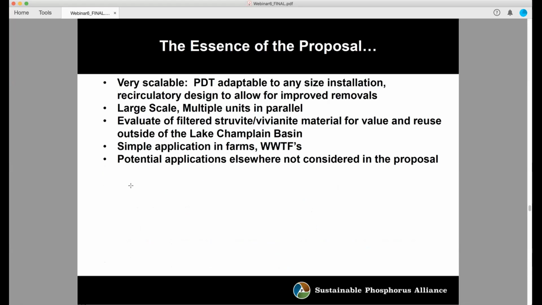So in essence, our system is very scalable. It can be easily installed on various pipelines to investigate various side streams and feed streams and evaluate how much P can be recovered. The other major thing we are going to look into is this novel membrane system, which is designed to be anti-fouling while filtering the water and recovering the phosphorus. This is a very simple application aimed at Vermont-sized farms and wastewater treatment facilities in Vermont.